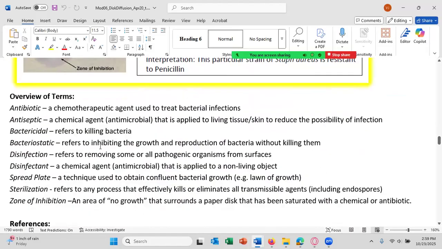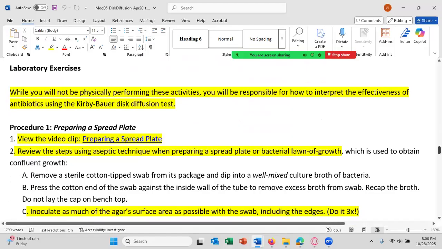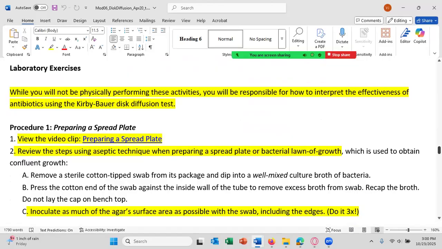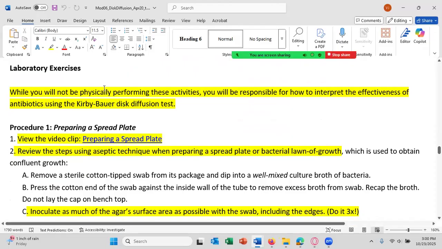All right, here's the terms for this lab. Know the terms. You can skip the references. While you're not going to be physically performing these activities, you will be responsible for how to interpret the effectiveness of antibiotics using the Kirby disc diffusion method, which is also called the disc diffusion method.